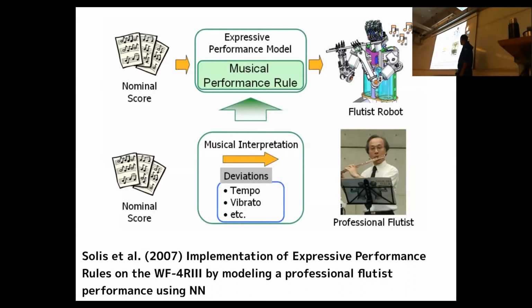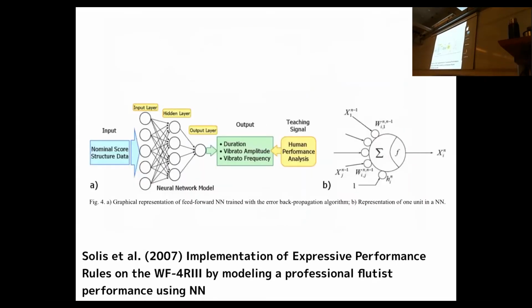And they compare the durations that are written in the score to the actual length of time that he plays each note for. And they use that to train a neural network. This was a few years ago, so they were just using a regular, good old fashioned feed forward neural network. And I'm not 100% sure, even after having read the paper, exactly what they're putting into the input of the network. They just describe it as being nominal score structured data, whatever that means.